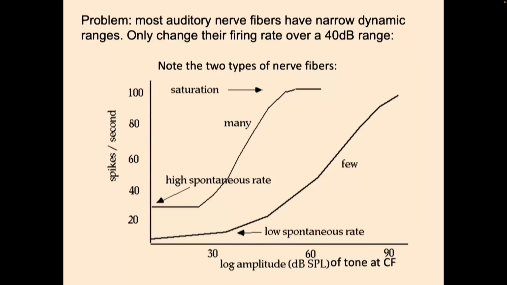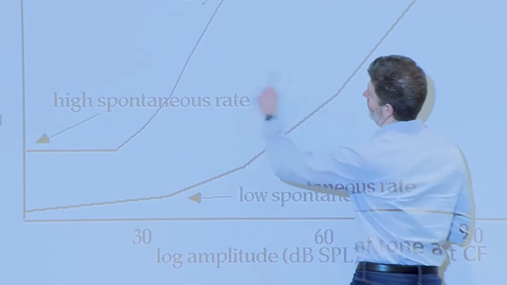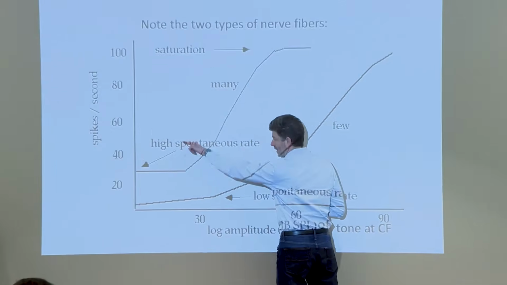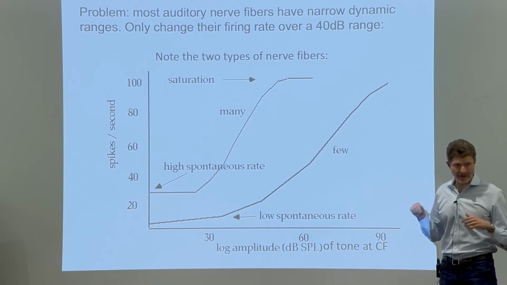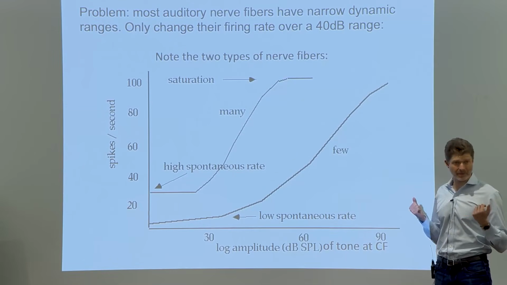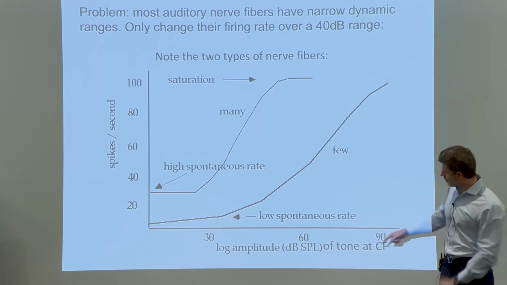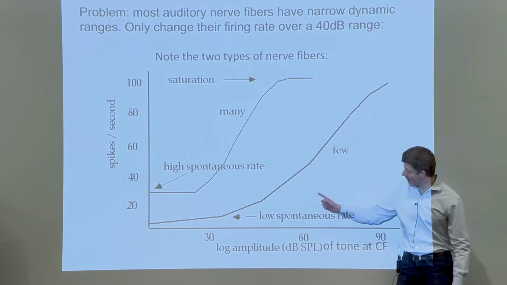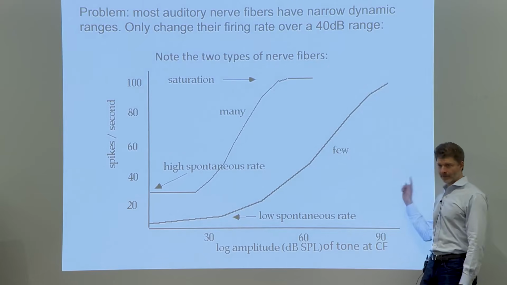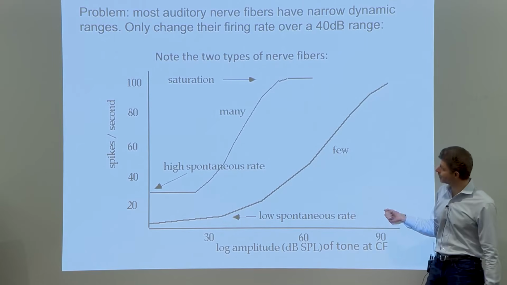It gets a little more complicated because if you look at the auditory nerve, there tend to be different types of fibers. Some of the fibers are like this one, where the dynamic range is fairly narrow and the spontaneous rate is high. So on its own, without any sound stimulation, the neuron is spiking around 30 spikes per second. You also have nerve fibers that have lower spontaneous rates and that have a wider dynamic range.